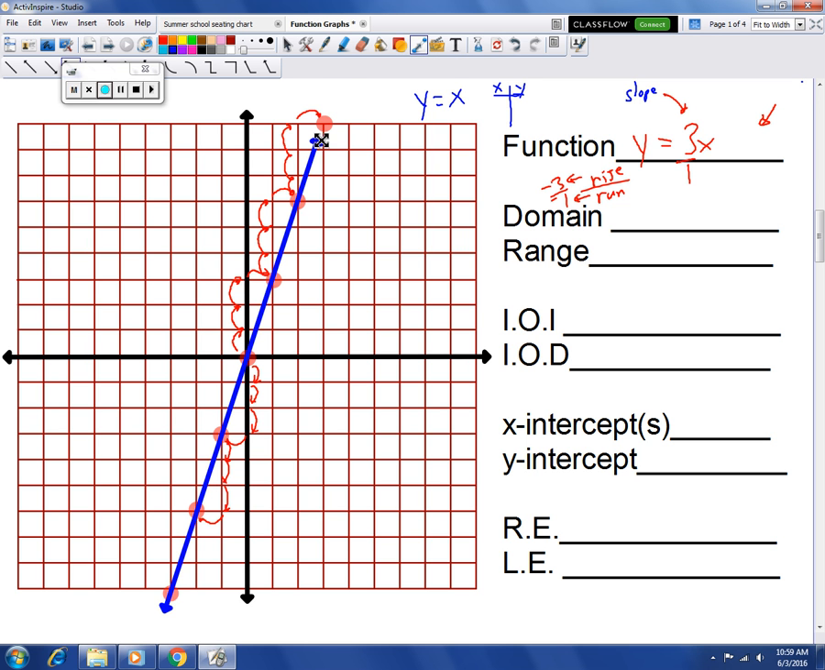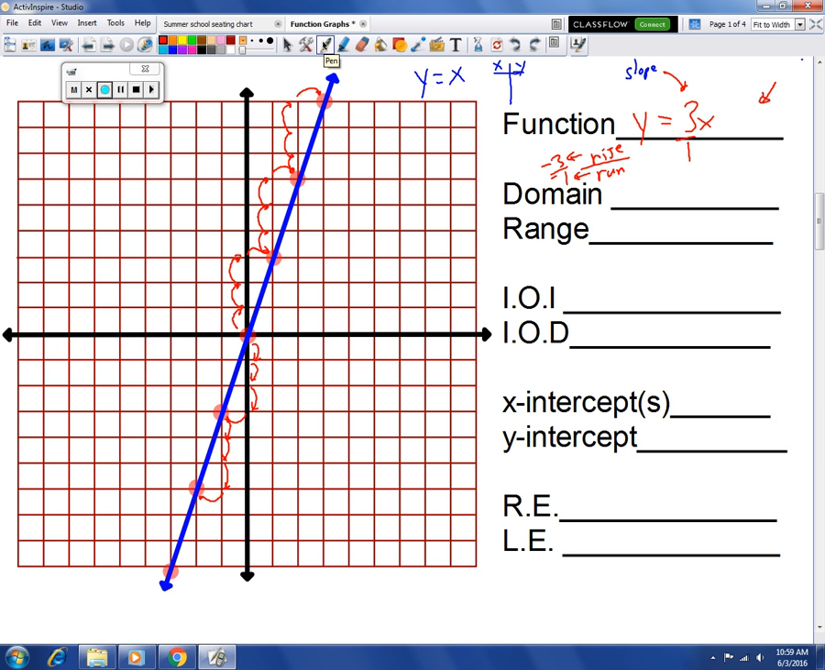Okay, that blue line is our graph of y equals 3x. All right, we can go a little quicker. What's the domain? I can plug in really any positive number and get an answer, any negative number and get an answer. All real numbers. Okay, negative infinity to positive infinity.